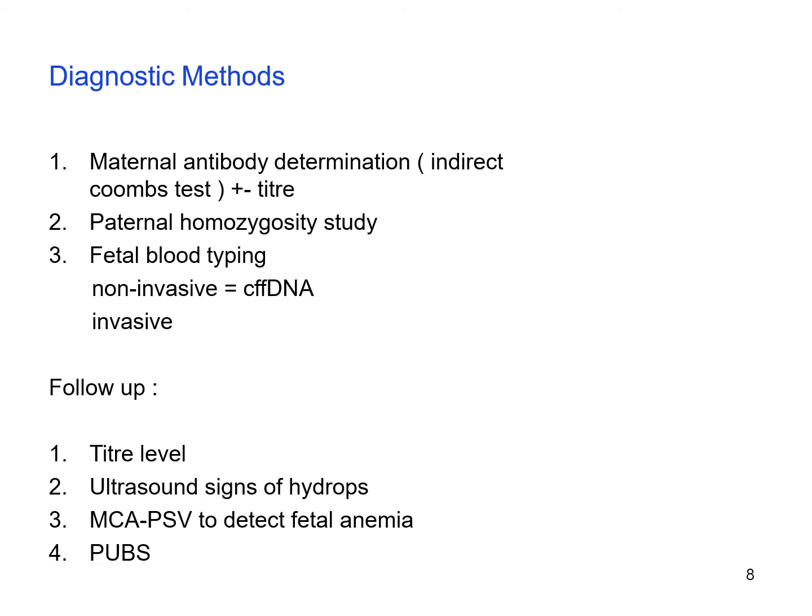Following up the pregnancy: if the titer is below the critical value, we just follow up the titer level every 4 weeks until 28 weeks, and every 2 weeks after 28 weeks. We follow with the ultrasound signs of hydrops. We will mention them in a minute. If the titer is above the critical value, we follow the pregnancy with MCA PSV, middle cerebral artery peak systolic velocity, to detect fetal anemia, and then we do cordocentesis for fetal blood sampling.